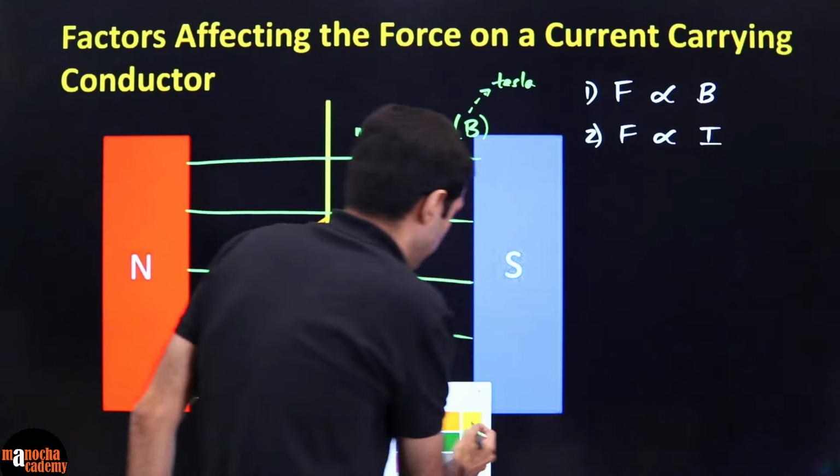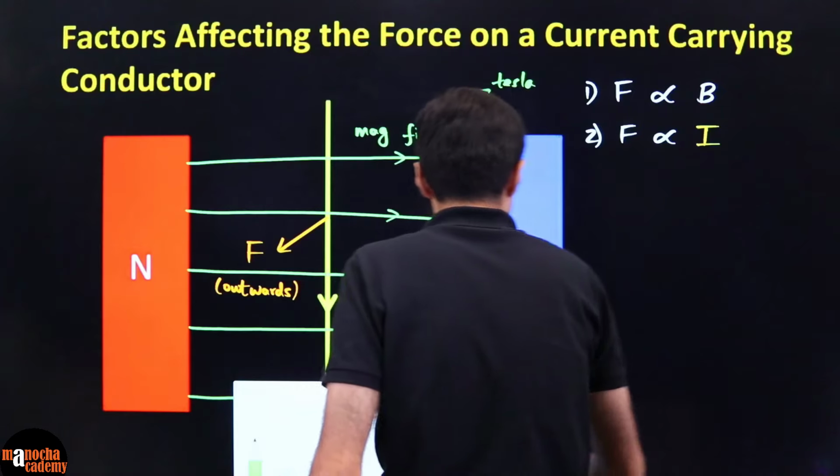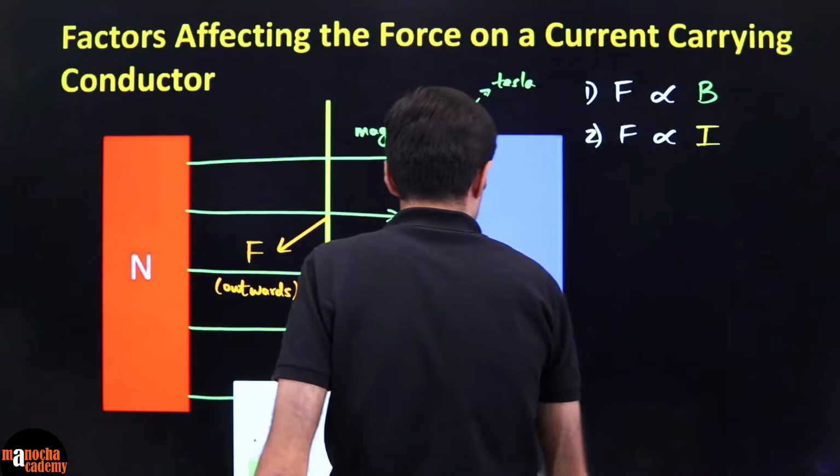So force is directly proportional. Let me use the same colors here. Force is directly proportional to I. Force is directly proportional to the magnetic field.